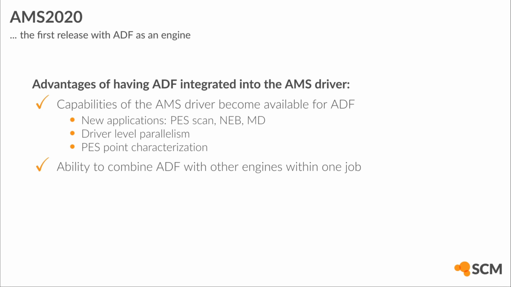Furthermore, integration into the AMS driver also allows for the driver-level parallelization of certain jobs. As an example, consider the calculation of a Hessian in an electronically excited state. This used to be a very expensive job, since the Hessian has to be calculated numerically in an excited state, and every displacement requires a TD-DFT calculation. It is still an expensive job, but by parallelizing over the displacements at the driver level, we can easily make this job scale to hundreds or even thousands of CPU cores.